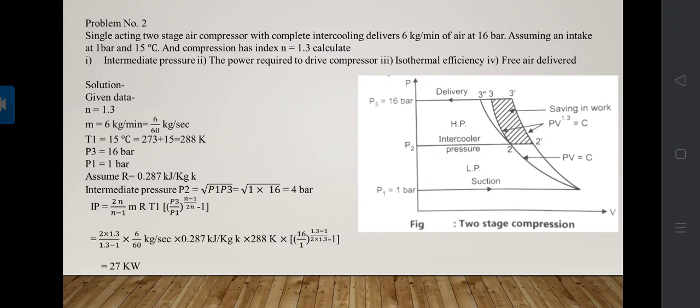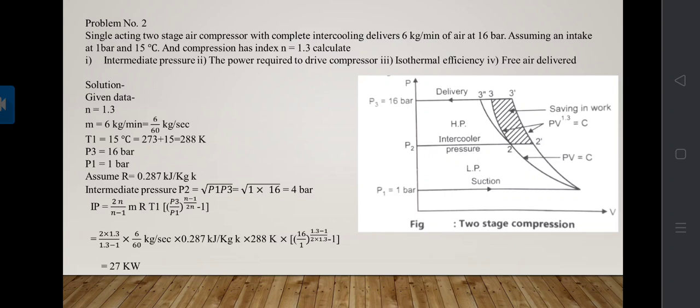And P3 is equal to 16 bar and P1 is equal to 1 bar. Again we assume the value of R, that is the air constant or gas constant, R is equal to 0.287 kilojoule per kg Kelvin. First we have to calculate the intermediate pressure. In this figure we can see the intermediate pressure at the intercooler, that is P2.